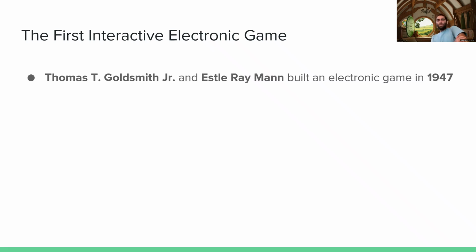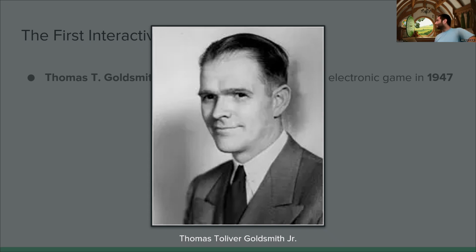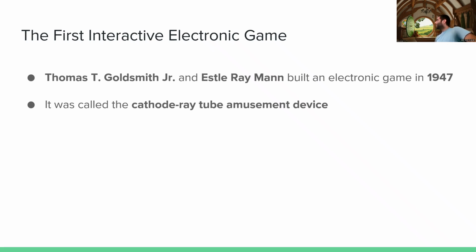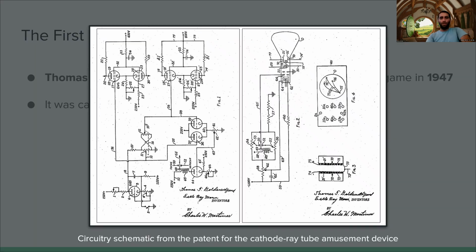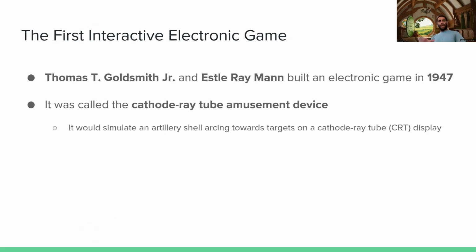Okay. So moving a little bit forward in time, Thomas T. Goldsmith and S.L. Ray Mann built an electronic game in 1947. So real quick, this is Thomas T. Goldsmith. And it was called the cathode ray tube amusement device. So CRT, those boxy displays, that's called the CRT, cathode ray tube. This was an amusement device that they patented, prototyped and designed. And it was basically a game simulating an artillery shell arcing over the cathode ray tube towards some target. So you're trying to shoot some targets with some artillery shell.